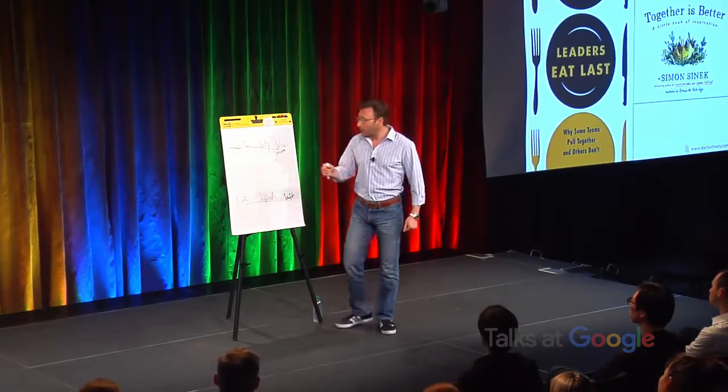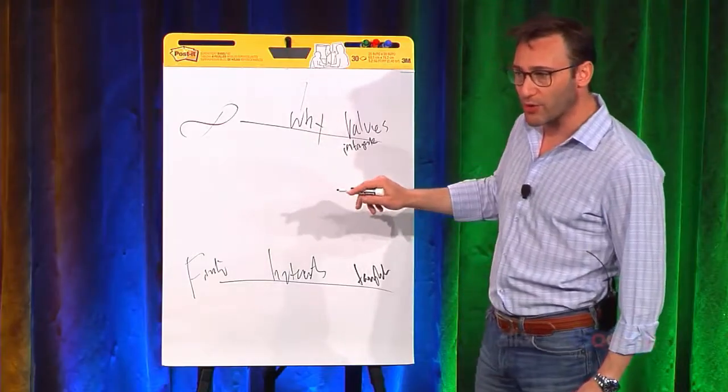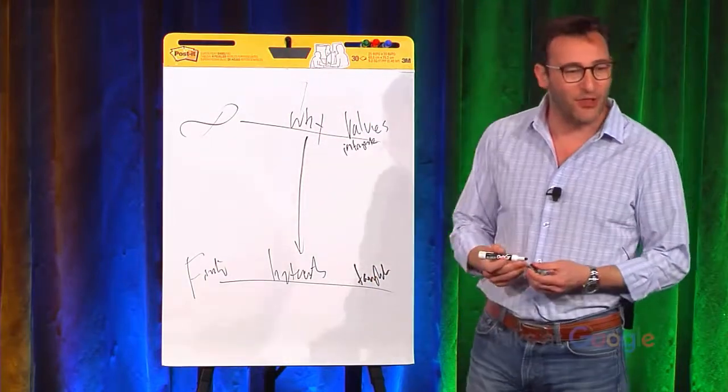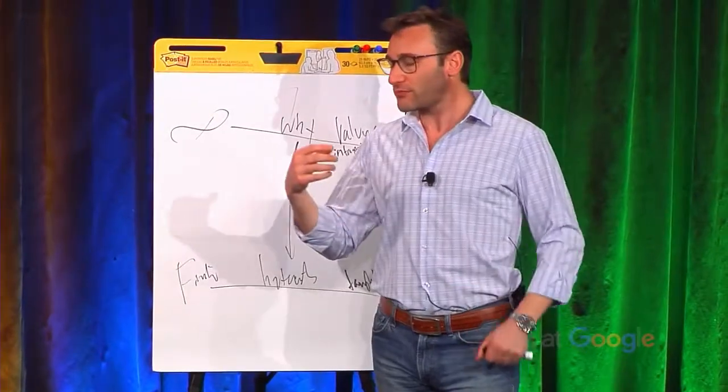Now, the goal is to run all decisions through our values, through our purpose or cause first, and then through our interests. So what is a values-based decision? What does that even look like? So here's a values-based decision.